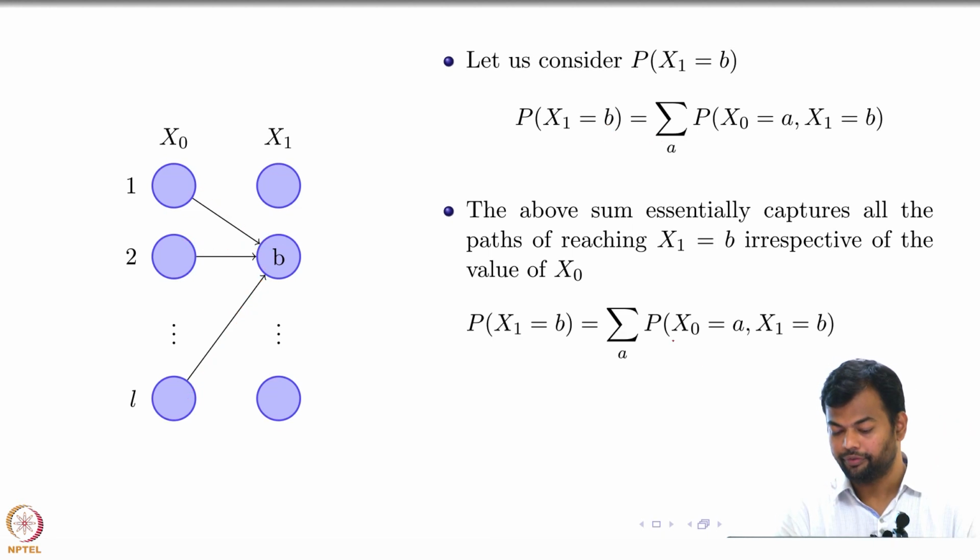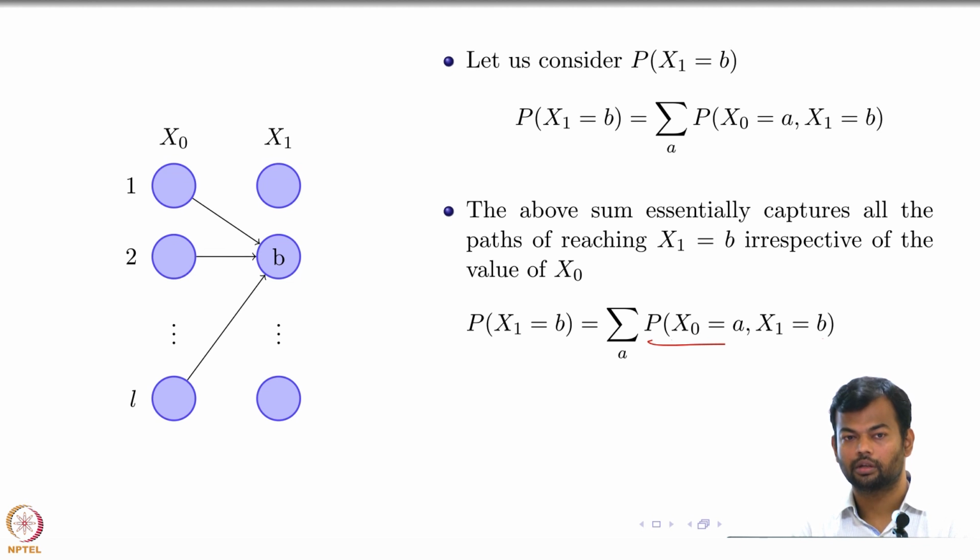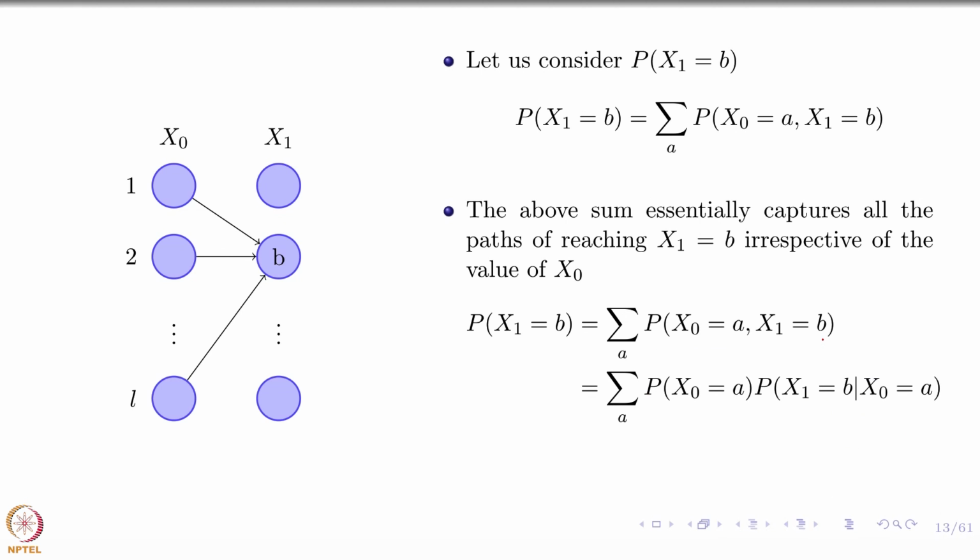Okay, and now of course this joint distribution, how will I factorize it? I can just use the simple chain rule at this point, right? So x0 equal to a, x1 equal to b, x0 equal to a. What is this? Mu 0 of a. What is this? T_ab.